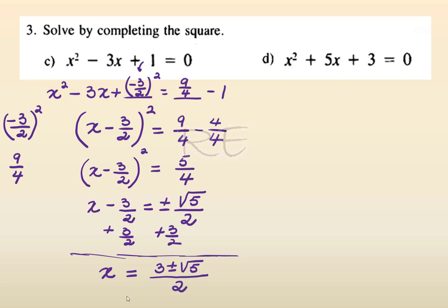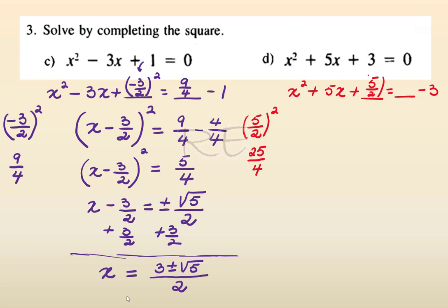Let's do the same thing for d. We're going to move 3 to the right side. We get x squared plus 5x plus the missing piece is equal to the missing piece minus 3. Now the missing piece is 5 over 2 squared, which is 25 over 4.